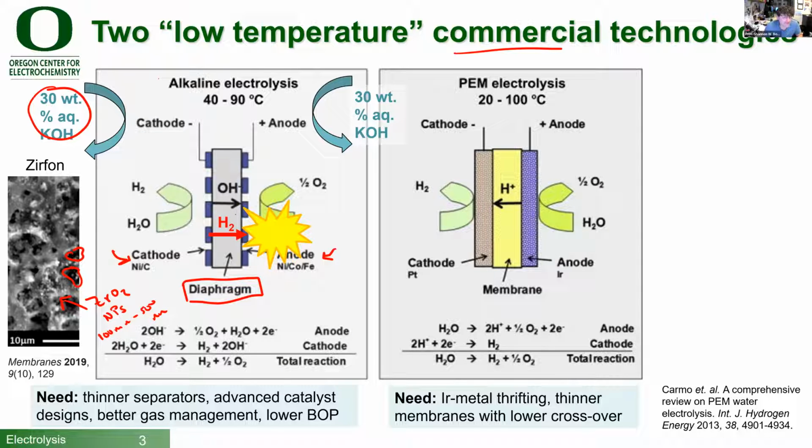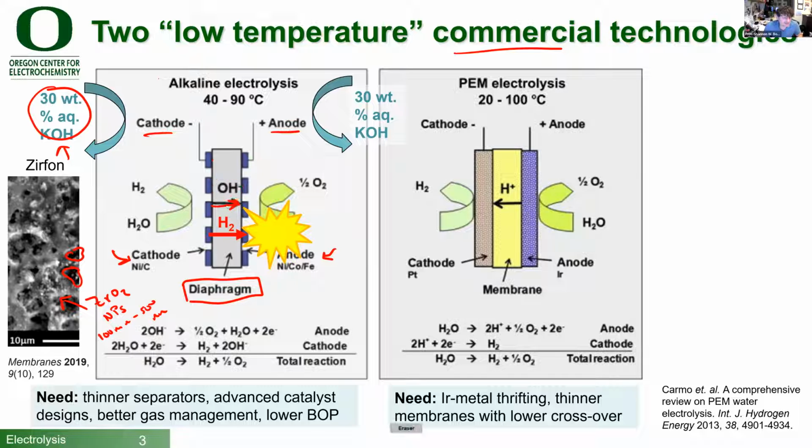The diaphragm is important because it allows you to get the anode and the cathode relatively close together and is flooded with potassium hydroxide that conducts the hydroxides. It has high conductivity because the pores are flooded with this high concentration of potassium hydroxide.